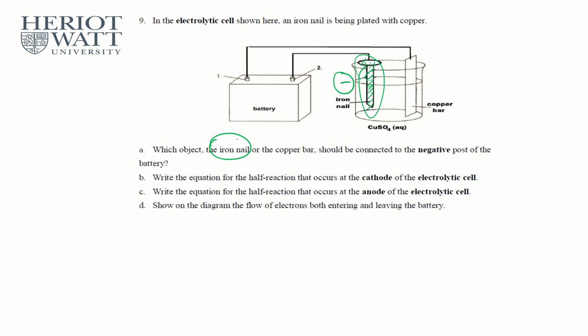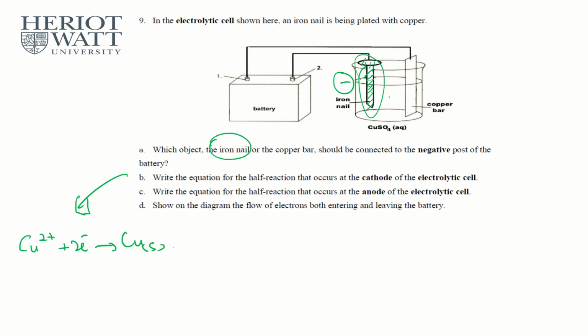Copper ion is being deposited on it, right? So for B, it is copper 2 plus plus 2e so that it converts into copper solid. So this is what happened at the cathode, reduction. All right. What about anode?